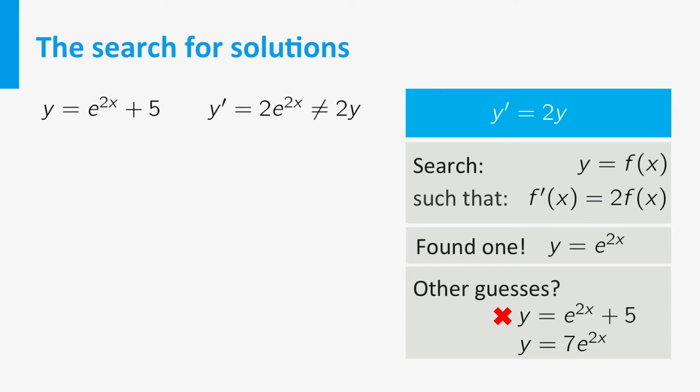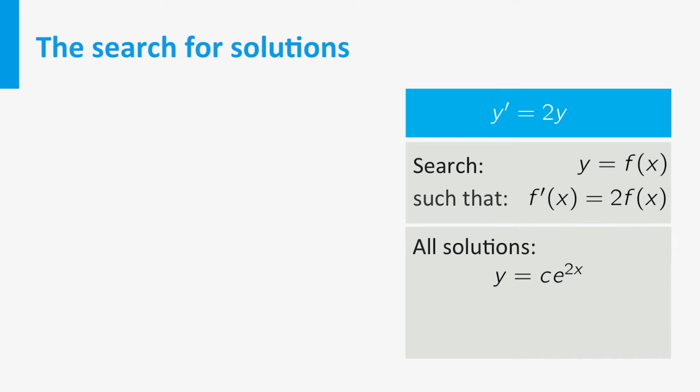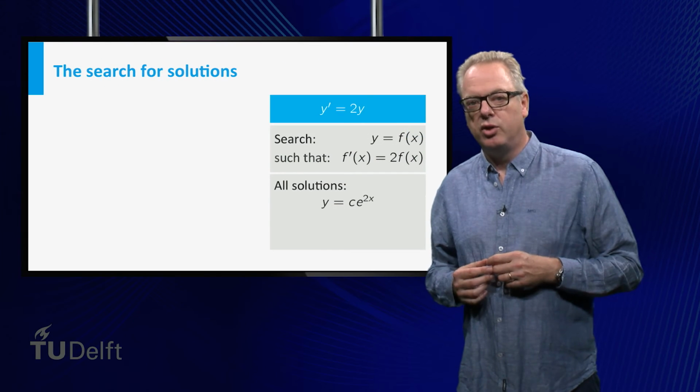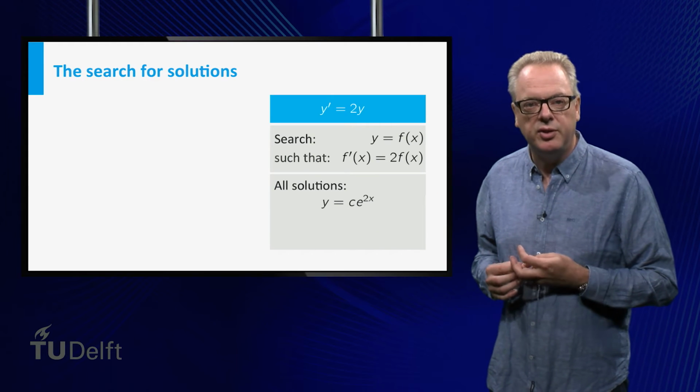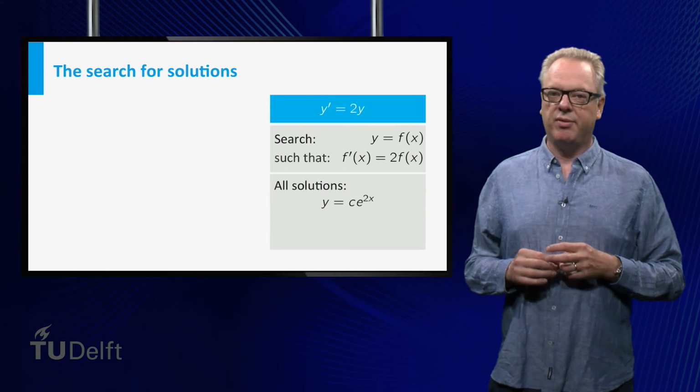Another guess may be y is equal to 7 times e to the power 2x. And this is a solution. Check that the derivative y prime equals 14 times e to the power 2x, which is the same as 2 times y. As you can check, every constant c gives a solution. y is c times e to the power 2x. Also c is 0. Drawing some solutions in the direction field shows that everything fits nicely.